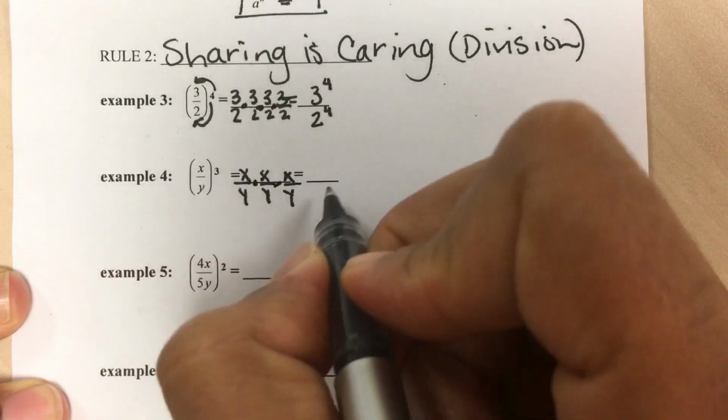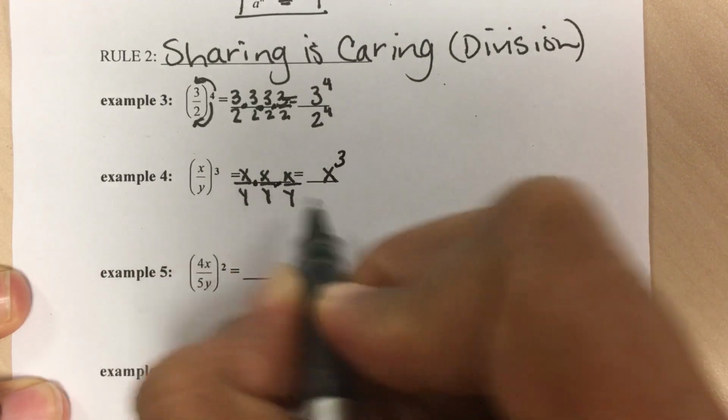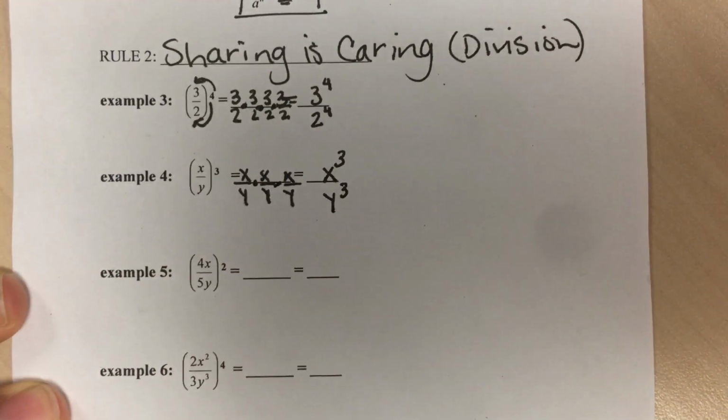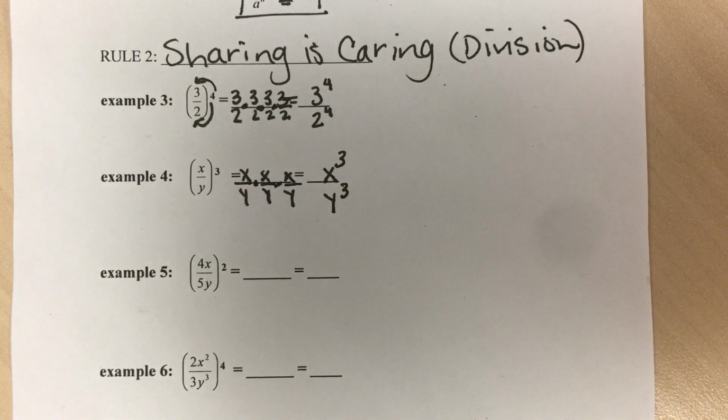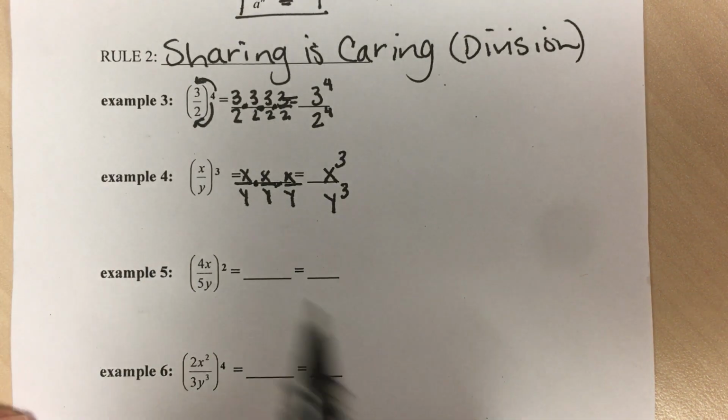Which means x to the power of what? Over y to the power of what? Okay? Now these next ones get a little bit messier. A little bit messier. So let's do it.